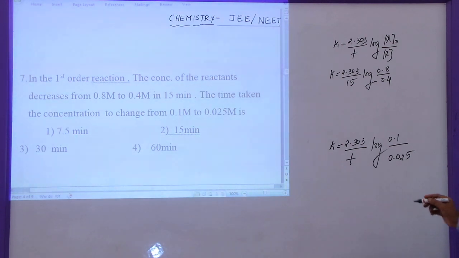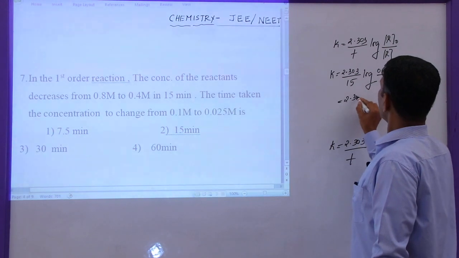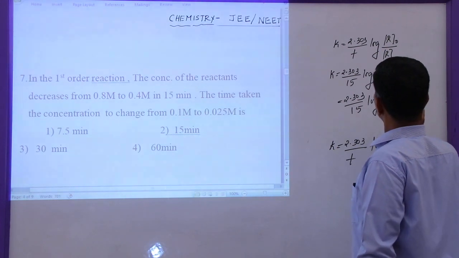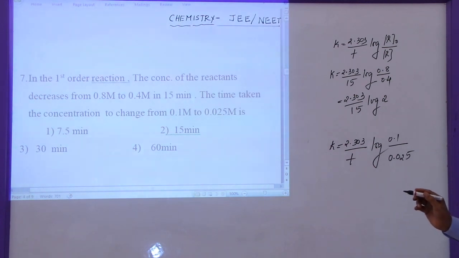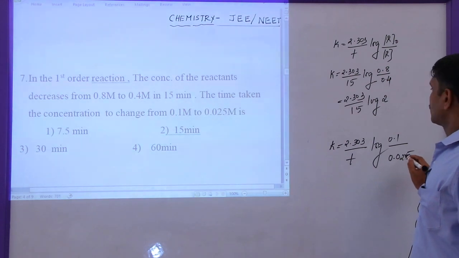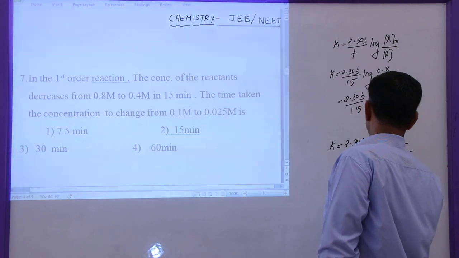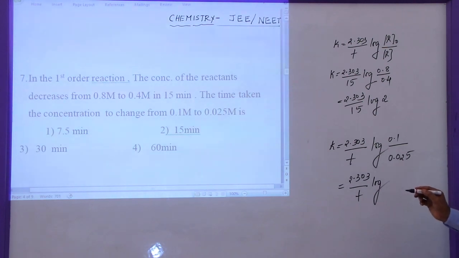Okay, second problem. If we solve this one, 2.303 divided by 15 log, this answer is log 2. Now if you go for this one, 2.303 divided by t log, so if you solve this way, 0.1 divided by 0.025, you have to solve this one.